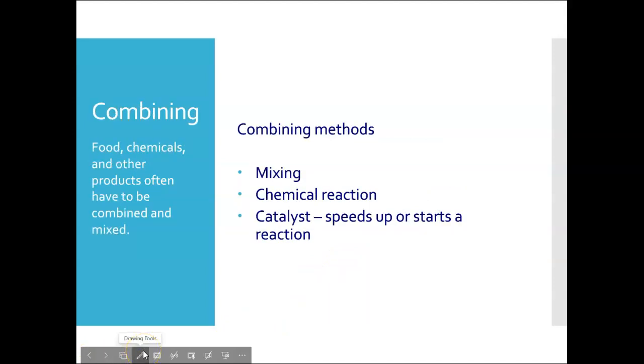So now we are talking about combining. You guys are probably pretty familiar with this. If you've ever done any type of baking, you've combined different materials, mixing them together. We're generally getting a chemical reaction to combine some of this. And of course, we can use catalysts that can speed up or start a reaction. Especially in terms of baking, you might think about yeast that gets dough to rise. We have these different methods to combine things together to get a chemical reaction, and your food, chemical, and other products often have to be combined and mixed in this method.